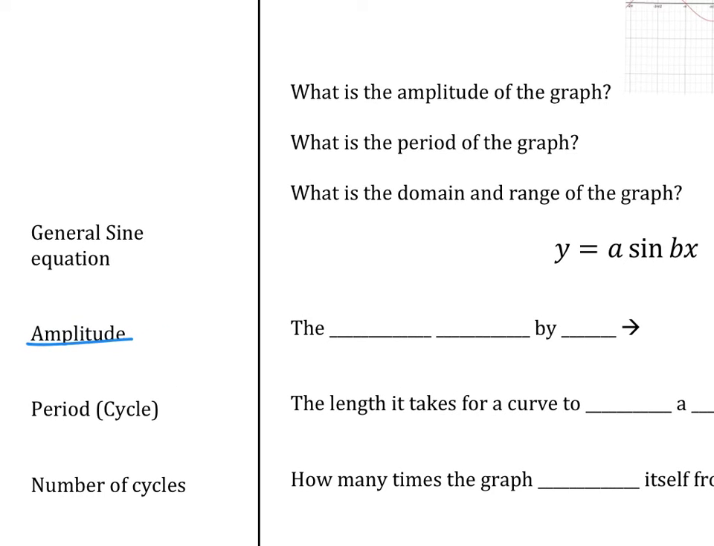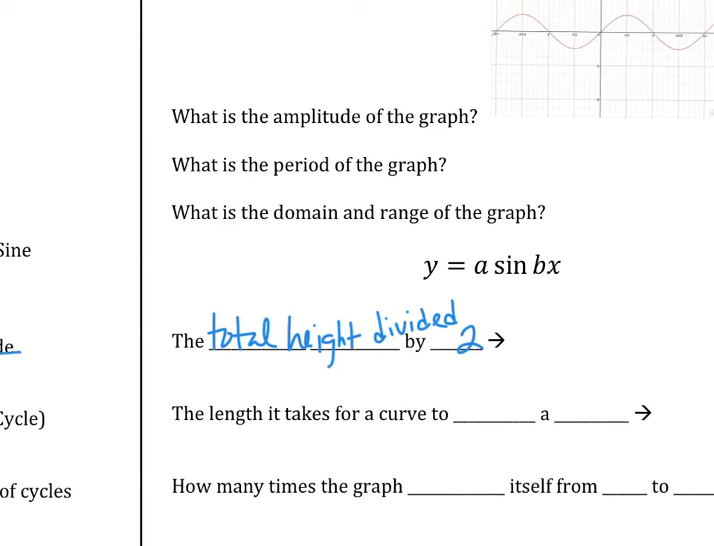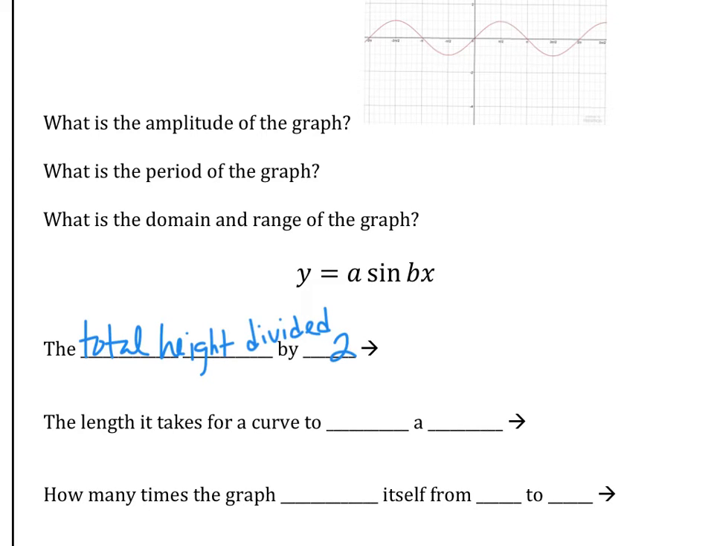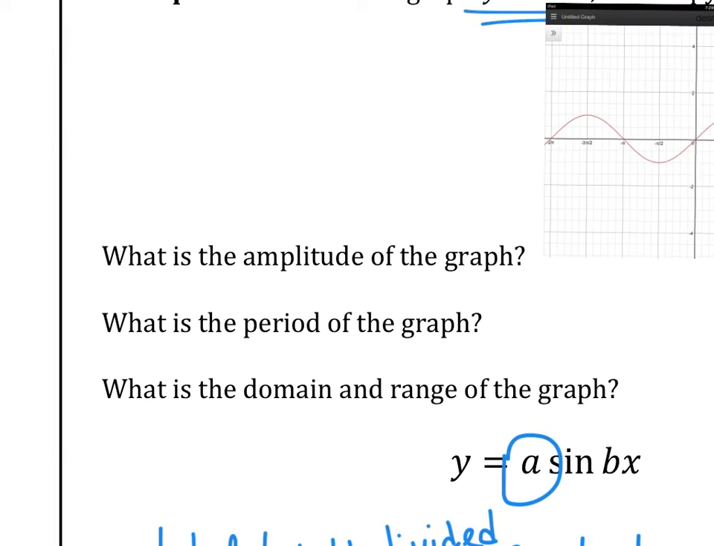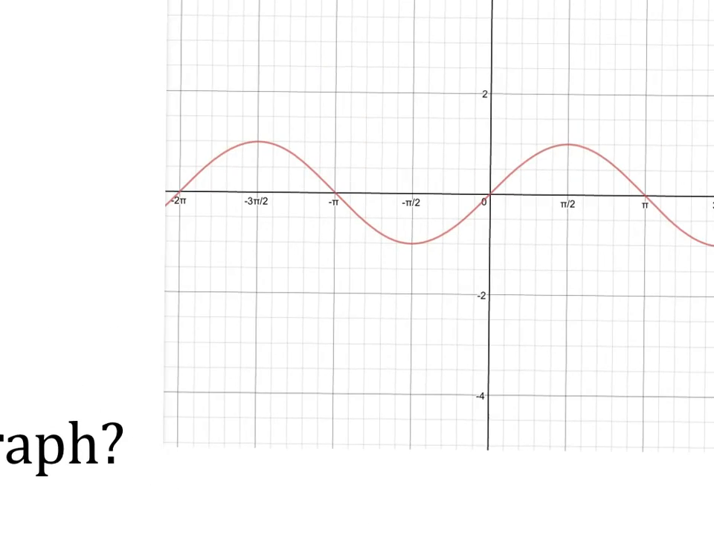So what you're going to do is take the total height, let me write this down. Total height divided by 2. Okay, total height divided by 2. Or if you have an equation, it's the leading coefficient, but the absolute value of the leading coefficient. So let's answer this question. What is the amplitude of the graph? All right, let's look at this graph.